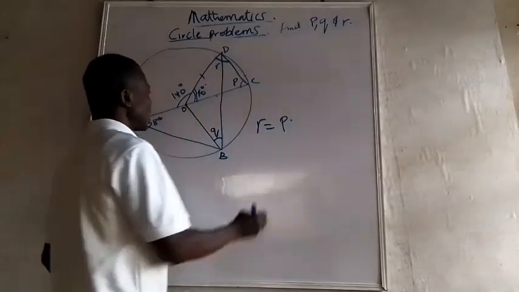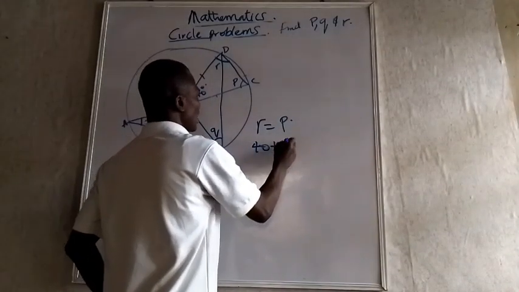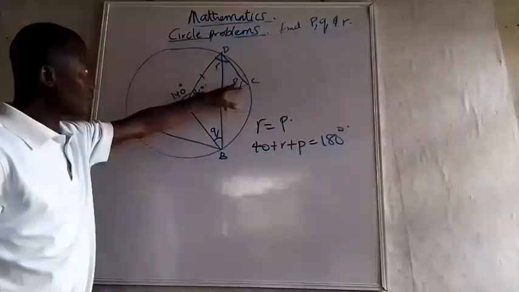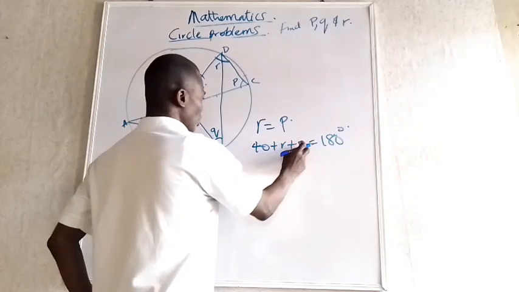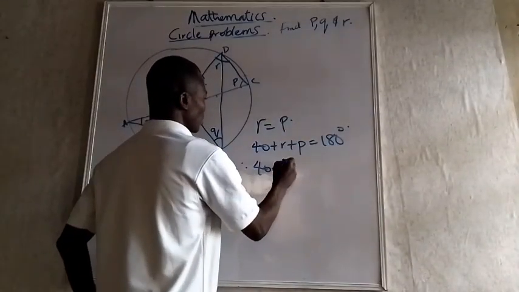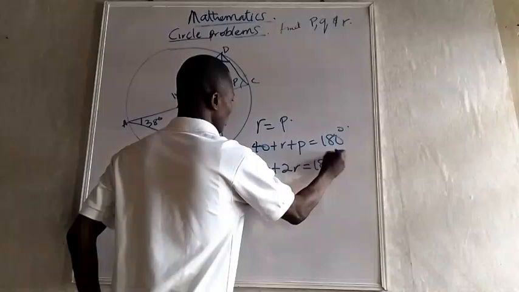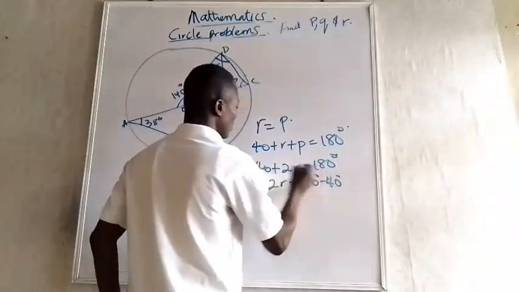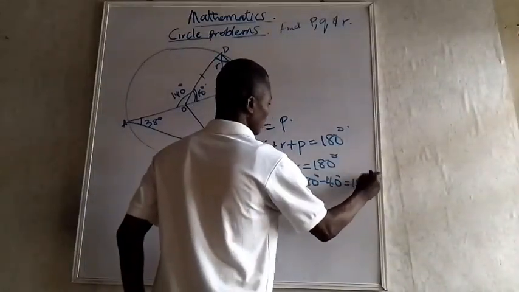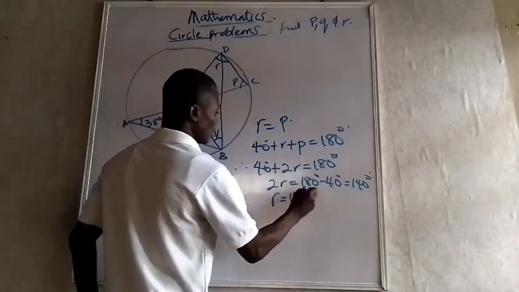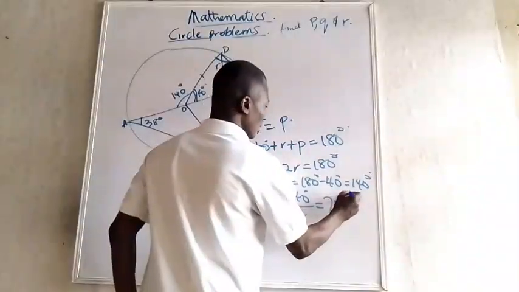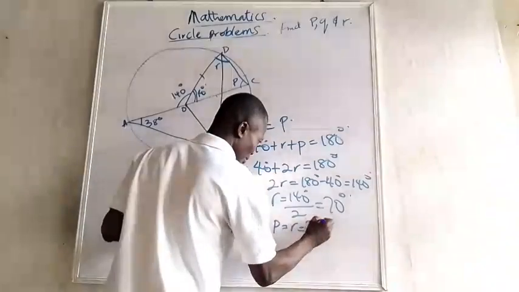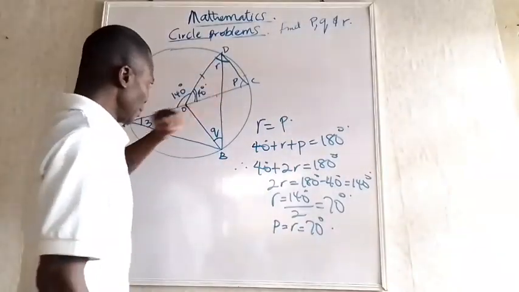And from here, we can say that 40 plus R plus P is equal to 180. Angles in a triangle. Total angles in a triangle. And we know that R equals to P. Therefore, 40 plus 2R is equal to 180 degrees. So 2R is equal to 180 minus 40, which is 140 degrees. So R is 140 degrees over 2, which is 70 degrees. So since P equals to R, P is also equal to R, which is 70 degrees. So we have found R and P.